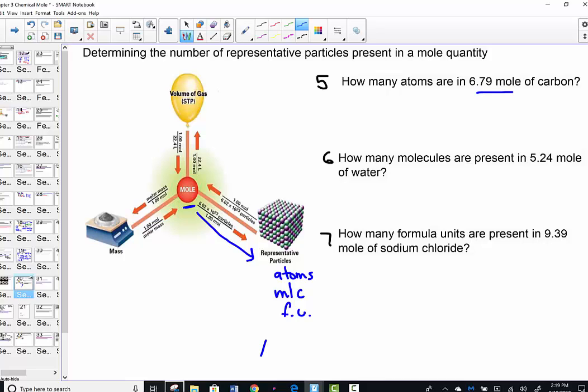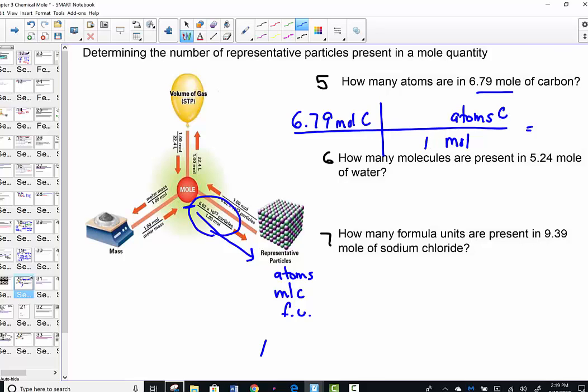Avogadro's number is 6.023 times 10 to the 23rd. I often just write 6.02 and get close enough to the answer. I most often don't carry the 6.023, simply because the number in the problem rarely gives me that many decimals. So the work would look like 6.79 moles of carbon. I'm going to set up a conversion factor where the mole unit cancels, and I'm at the individual atoms of carbon. By definition, you can see on your visual that 1 mole is equivalent to saying 6.02 times 10 to the 23rd atoms of carbon.